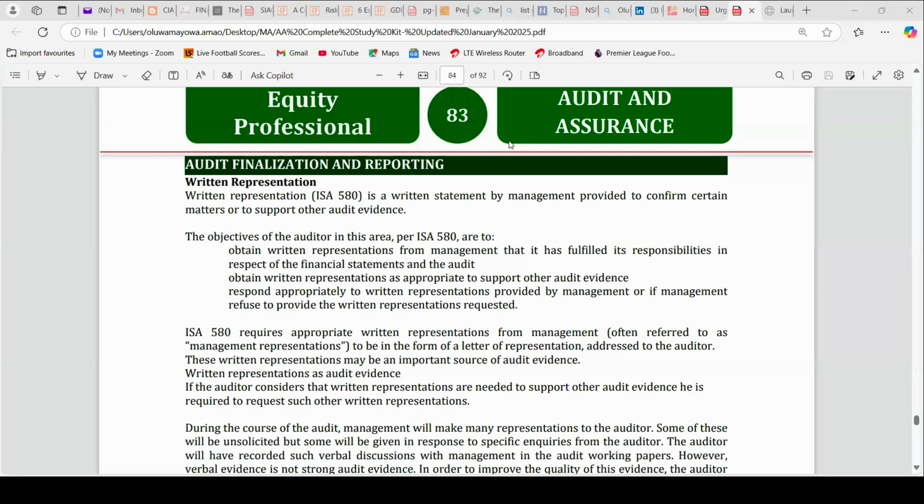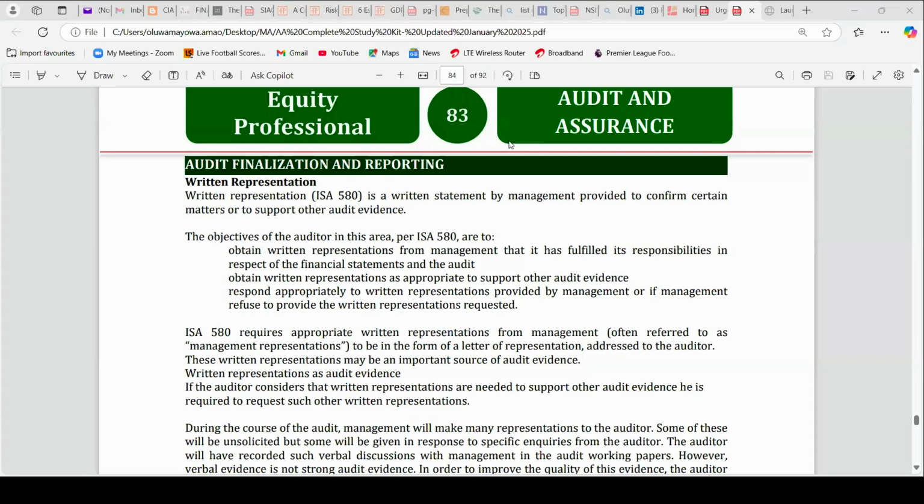Now, the letter is usually not different. It's written in simple statements. Then there are some key things that will be in the letter. Now, a written representation will contain the following key things.